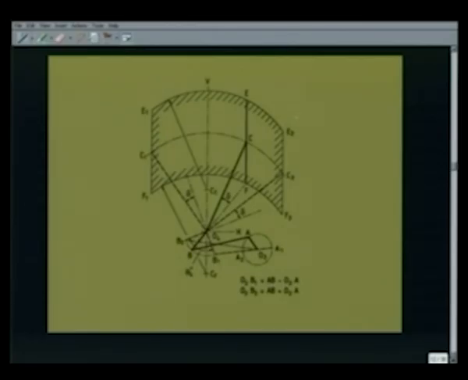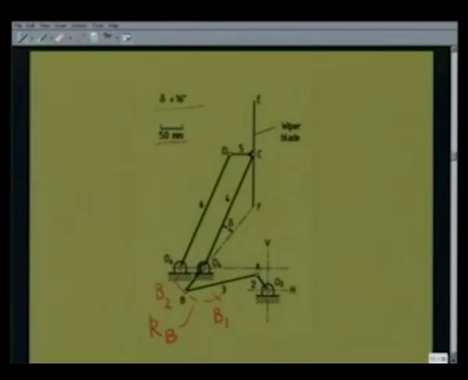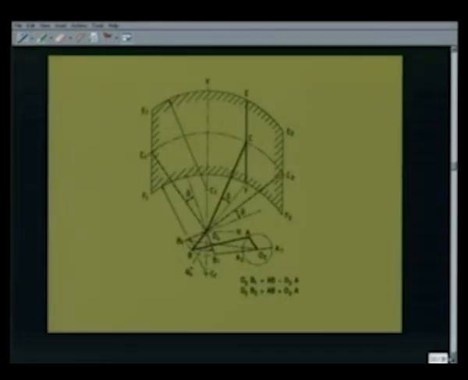Now, as we know, because the second part of the mechanism was a parallelogram, this line CD always remains horizontal and the wiper blades always remain vertical, because there is no rotation of the coupler of this parallelogram linkage. We have already determined the extreme positions C1 and C2, so I can draw the wiper blades as E2, F2, and the other extreme positions when C is at C1 as E1, F1. So, these are the two extreme positions E2, F2 and E1, F1 for the wiper blade.